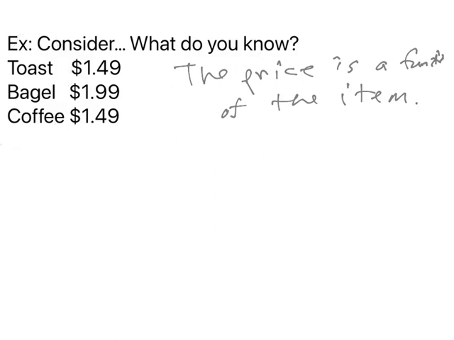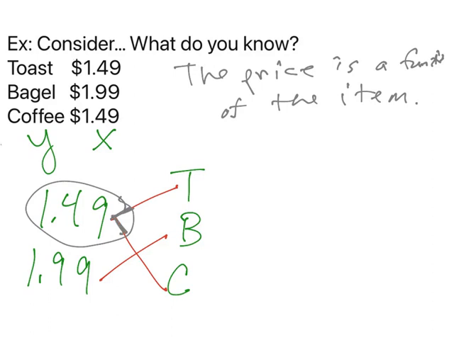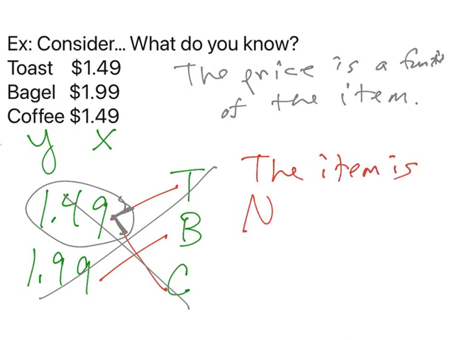However, if we would go the other direction, if we would say, well, what if these were x's and these were y's? So think about it this way. If I had $1.49 and $1.99, and I had toast, bagel, and coffee, well, $1.49 goes to toast, $1.99 goes to bagel, $1.49 goes to coffee. Notice how $1.49 has 2 lines coming out of it. So that is not a function. So we would say the item is not a function of the price.